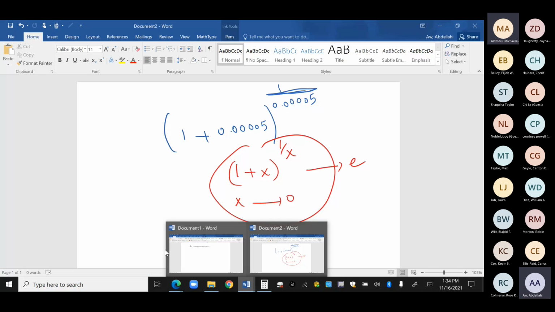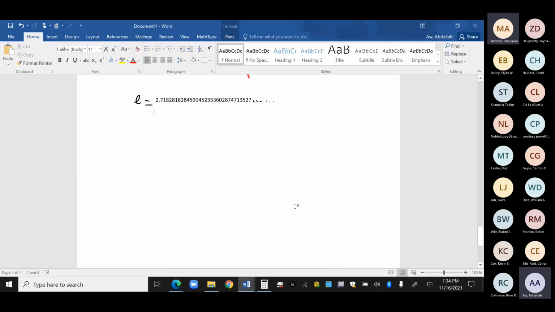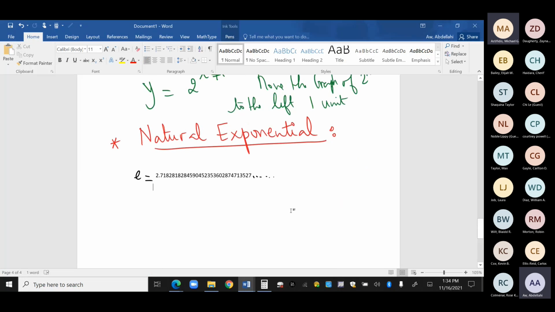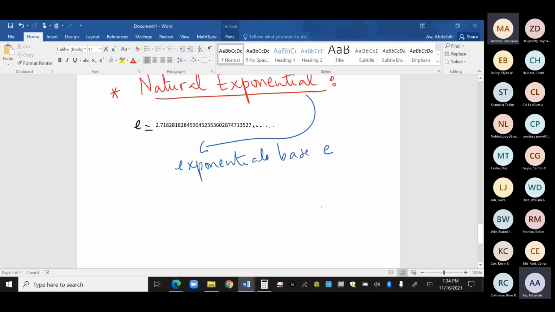So now the natural exponential is exponential base e. What is the natural exponential? It is exponential base e, and it is f of x equals e to the x. But remember, e is a number. Okay, e is just a number. We just called it e, just like pi.